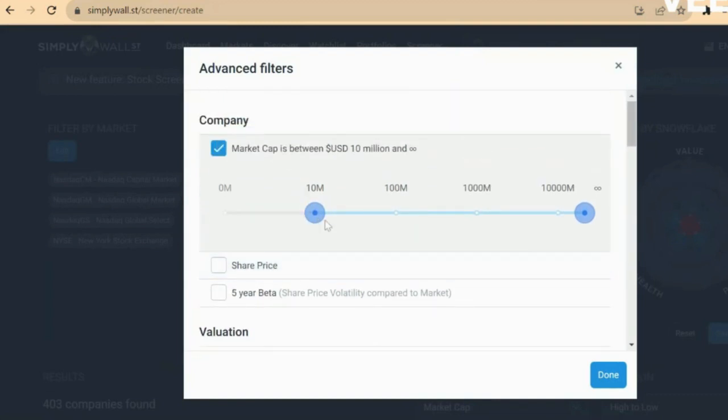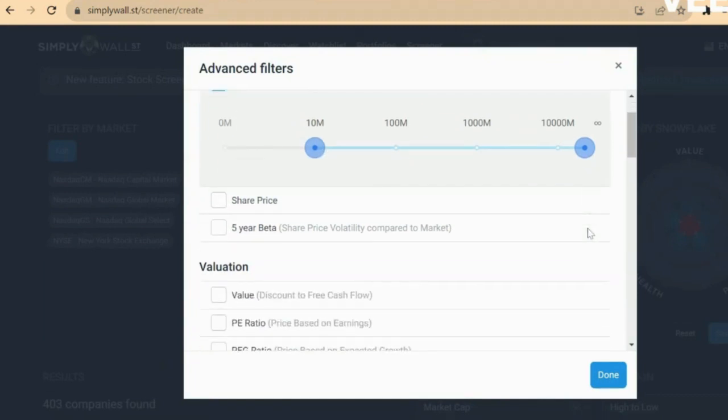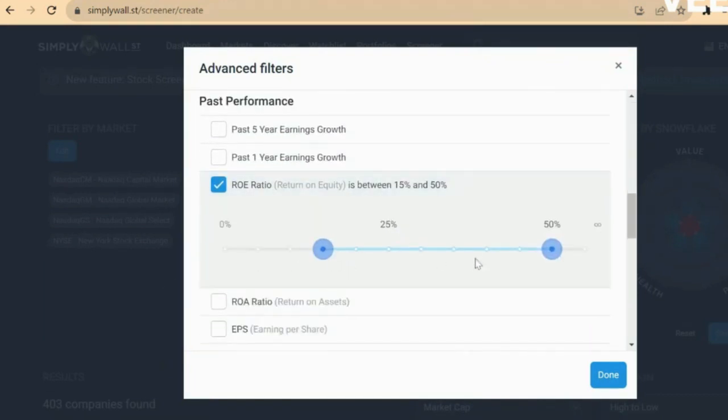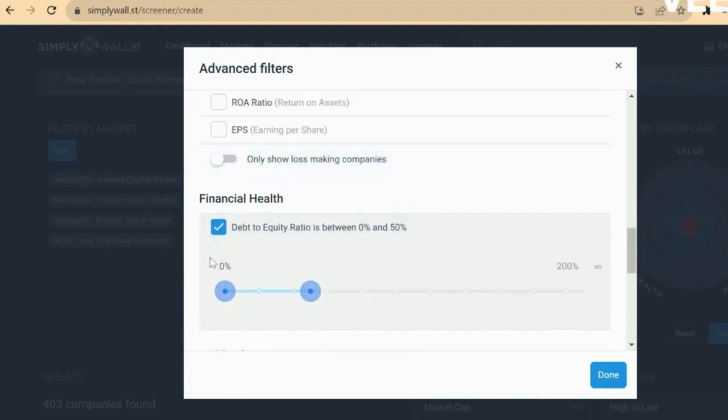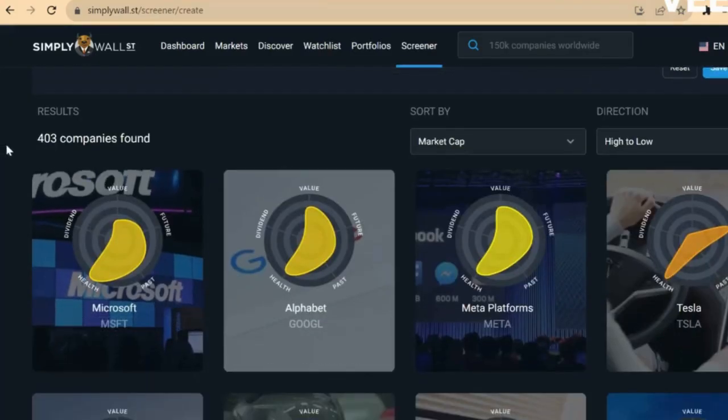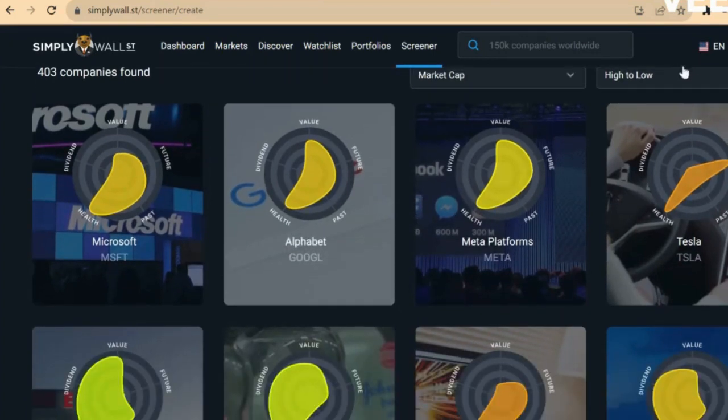We should select a market cap above 10 million US dollars. Use return on equity from 15 to 50%. Use debt to equity ratio up to 50%. And you can hide the secondary listing as well. We have got approx 400 companies, and these are already sorted by high to low market capitalization.